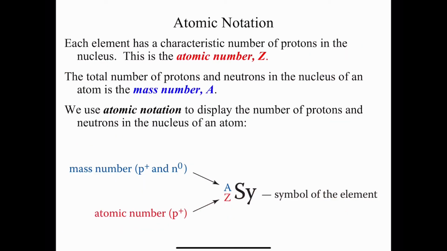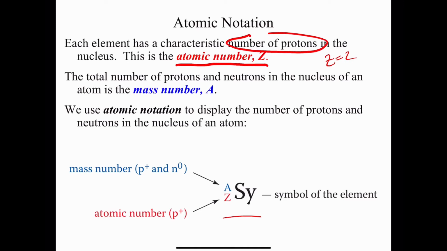So next thing, atomic notation. We have ways of expressing how many protons, neutrons, and electrons are in a particular atom using what we call atomic notation. This is an example. SY is just an example element. There is no element SY, but the atomic number, which we often use as Z, we might say Z equals 2, for example. That's the number of protons in the nucleus.